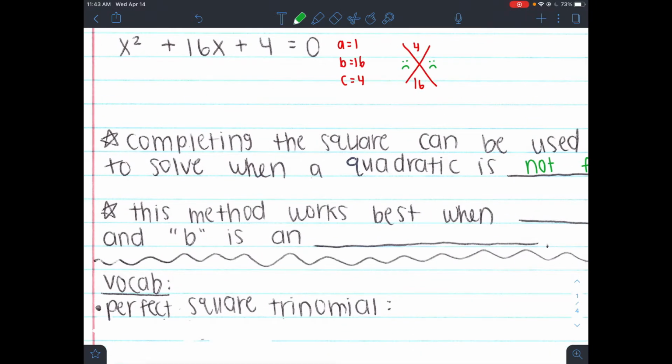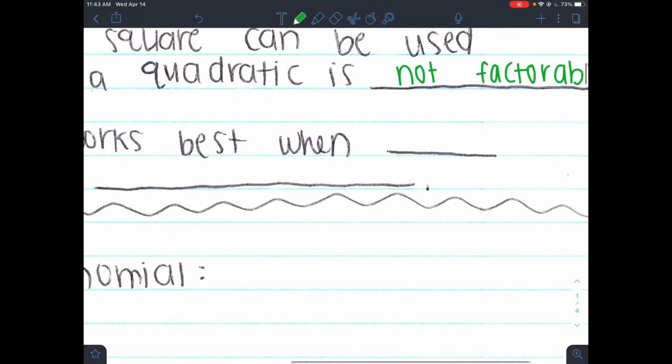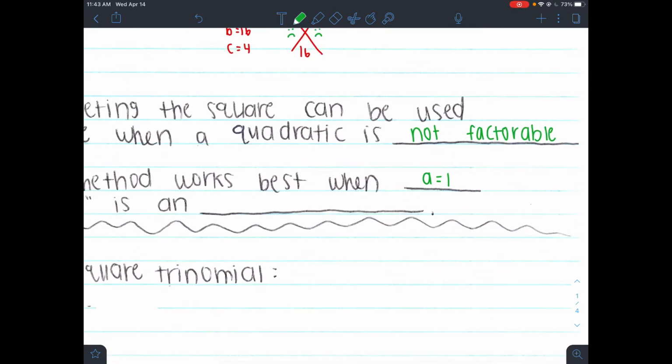Now this method works best under 2 conditions. This method works best when A is 1. So when your A value is 1. If your A value is 5, don't complete the square. It's not going to work. If the A value is 3, can't complete the square. A value is 7, don't complete the square. Only if A is 1.